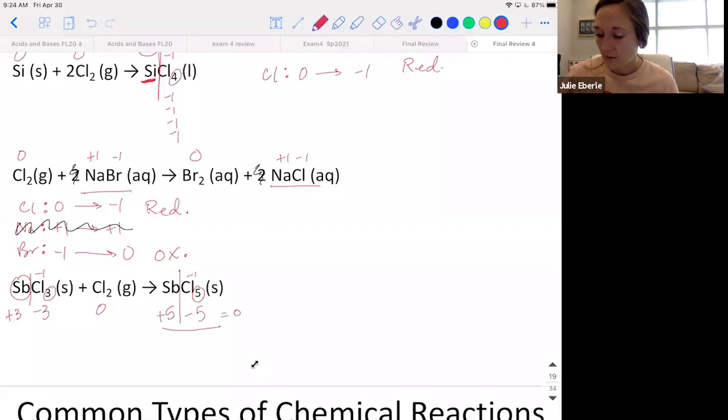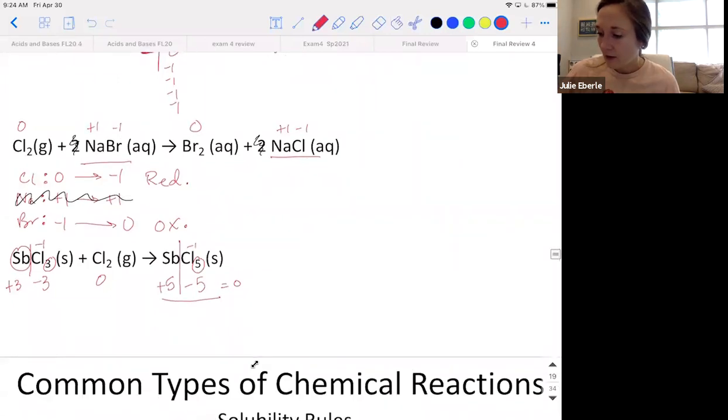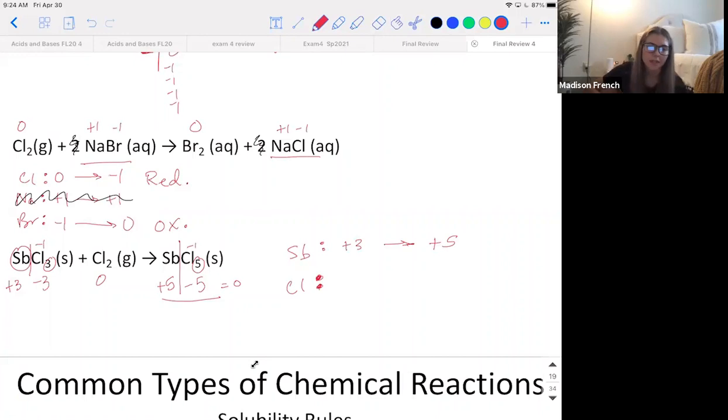All right, so what's happening overall? Sb and then Cl. Antimony is going from a +3. On the product side, it is a +5. Chlorine, what do y'all think about chlorine? Is it just -1 to -1?